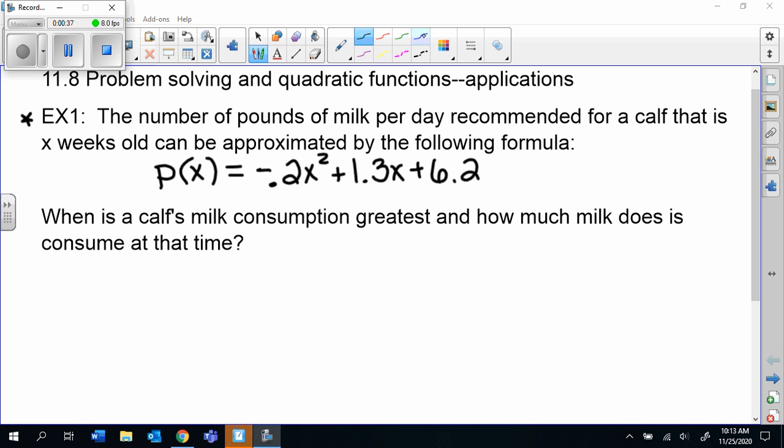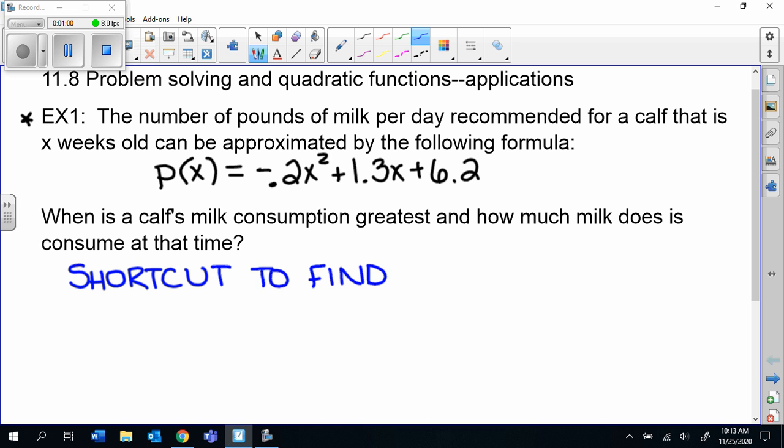So I can't quite recall if I have mentioned this in a previous video. Oftentimes in an in-person situation, I do wait to show you the shortcut until we get to 11.8, so you just appreciate it so much more. But there is a shortcut to finding the vertex.